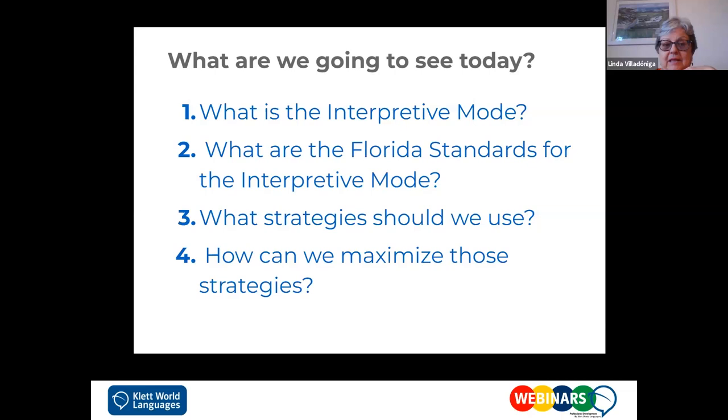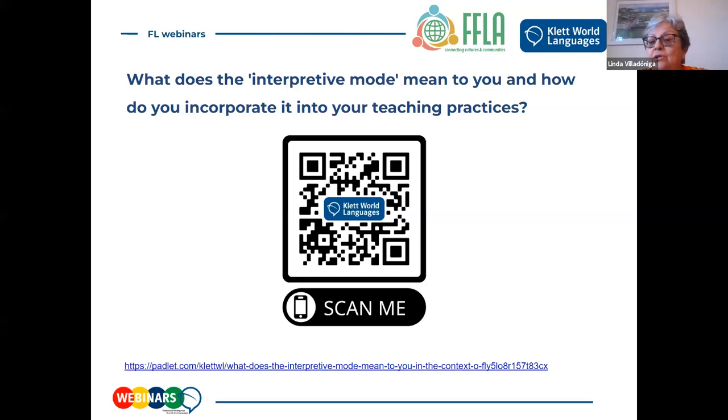What does the interpretive mode mean to you? And how do you incorporate it into your teaching practices? Use the QR code or the link at the bottom to open that and just take a minute or so to give us some answers and share your thinking about the interpretive mode, what it means to you, and also how do you incorporate it into your teaching practices. And we'll take 45 seconds or a minute to do that so everybody has a chance.